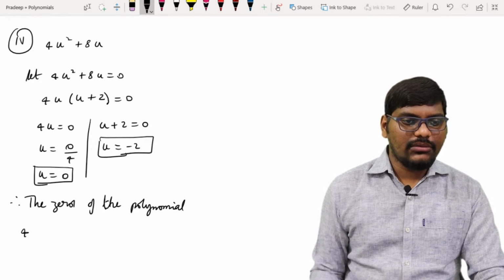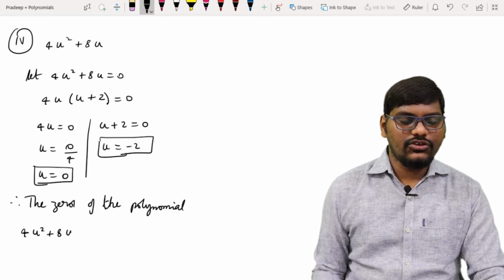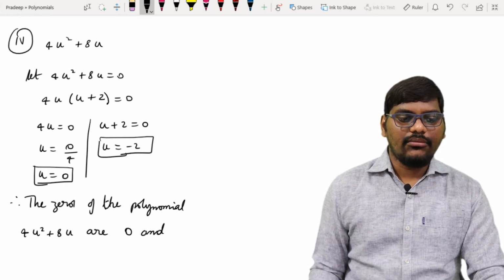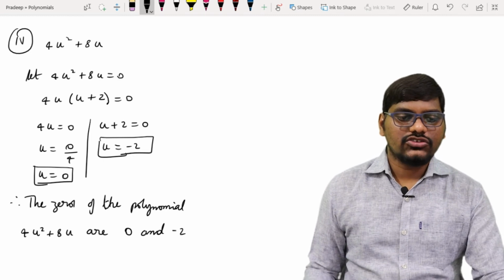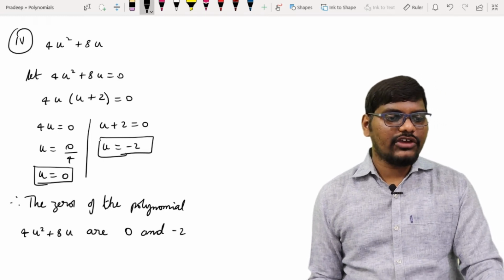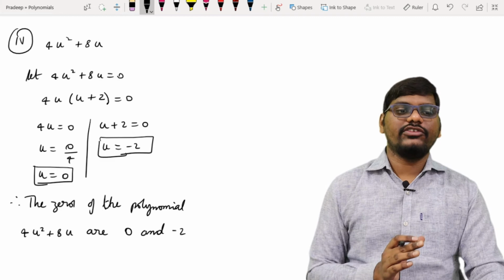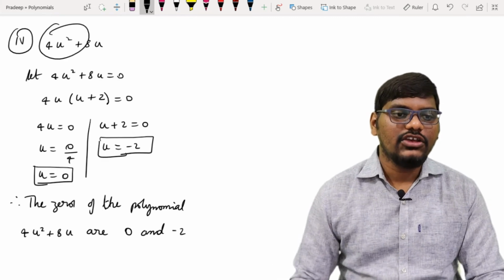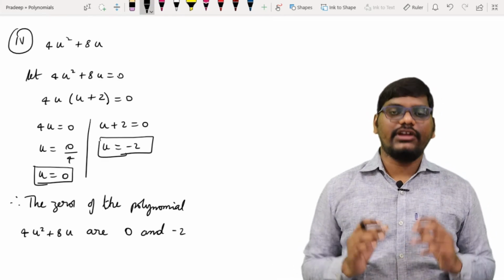So what is a polynomial? 4u square plus 8u. So the values we got are 0 and minus 2. Okay, so the polynomial, what we could take as, this is a quadratic equation which is given, because the power is 2, right? So definitely the given equation is a quadratic equation.